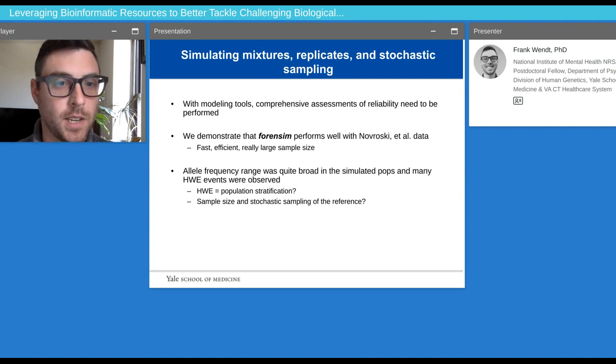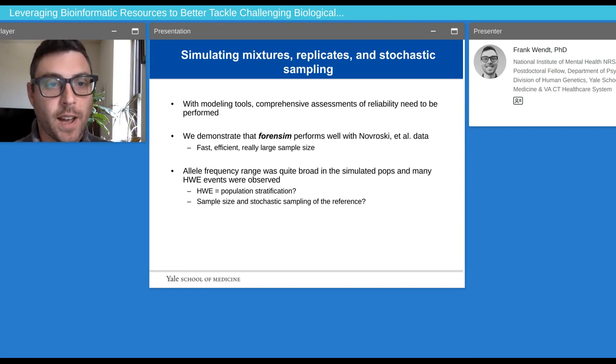It is fast, it is efficient, and we can look at really large sample sizes, but we have not demonstrated that the observations I presented today can generalize outside of the Novroski et al. data. So this is a natural next step for what we're currently working on. We do want to note that the allele frequency range was quite broad, even though it was contained within the 95% confidence interval of our point estimates from Novroski et al.